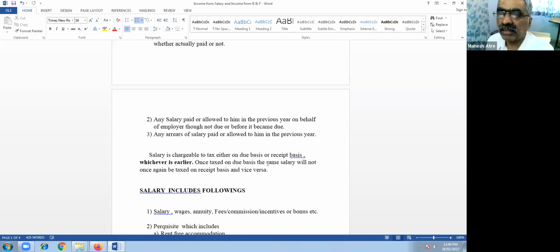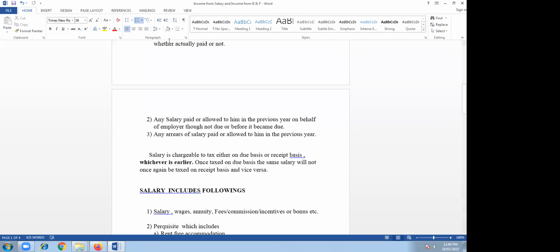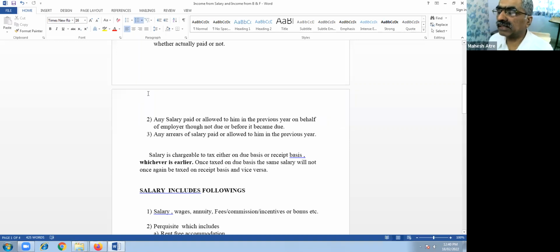Double taxation is not allowed. I am talking about the government. The government is going to say that we are not going to charge any income twice. It will not be charged twice. So that is another rule, another point to be noted, that income can be taxed only once. It cannot be taxed twice. So it is going to be the income from salary.